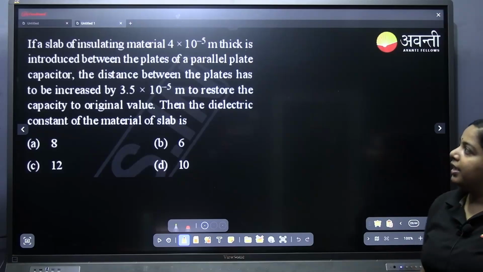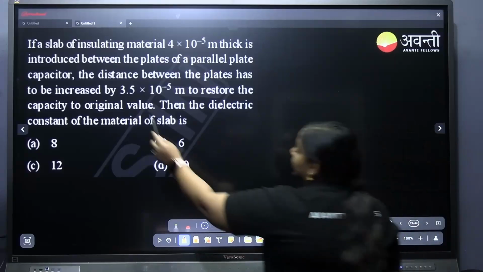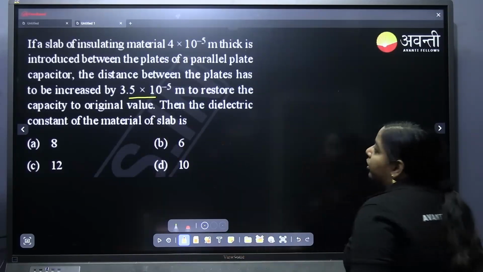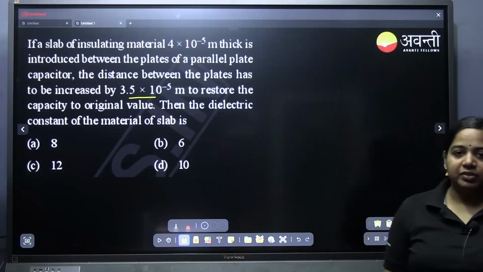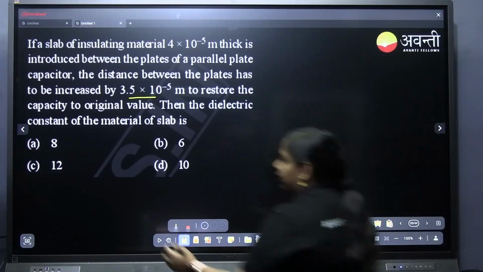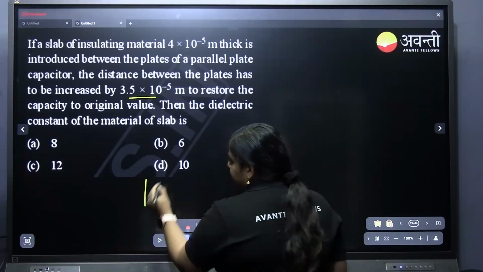Next one. If a slab of insulating material 4 into 10 to the power minus 5 meter thick is introduced between the plates of a parallel plate capacitor, the distance between the plates has to be increased by this value to restore the original capacitance. Then what is the dielectric constant of the slab? Understanding the question might take time, but it's very simple.